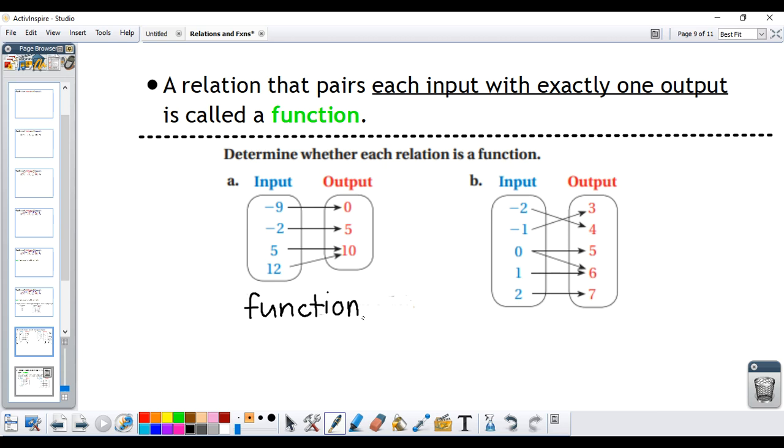In mapping diagram B, most of the inputs have one output, but if I look at the 0, it looks like 0 is paired with 2 different outputs. 0 goes to a 5 and 0 goes to a 6. And since that input does not have just one single output, this would be not a function. So really, I'm kind of looking at the arrows. I cannot have 2 arrows leaving the inputs, but we don't care if there are 2 arrows going to an output.